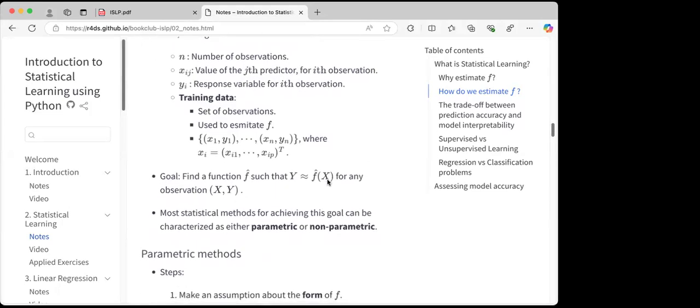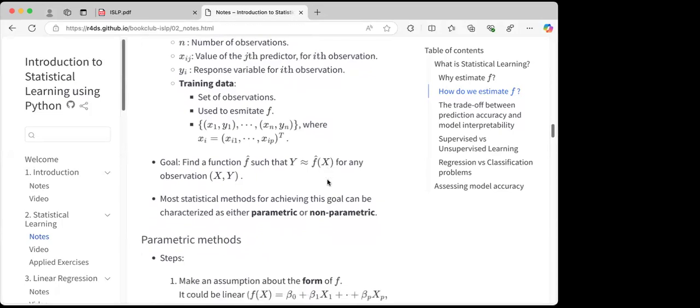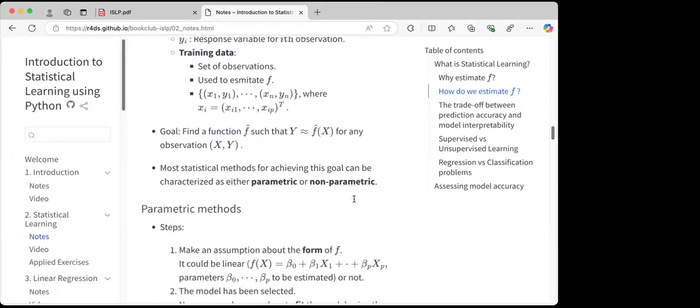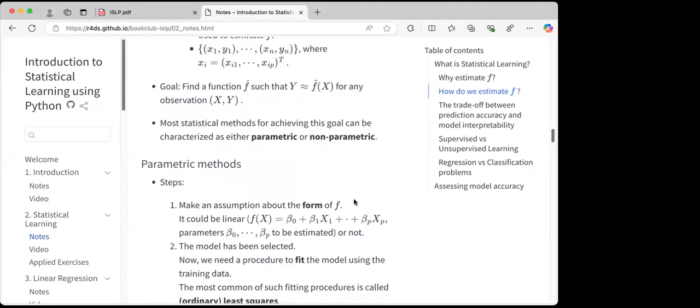So how do we do this? There are two main methods to achieve this: a parametric or a non-parametric method. A parametric method is a two-step approach where we make an assumption about the functional form of F. Let's say we assume it is linear, or we assume it is non-linear. So we are making assumptions about the functional form of F. That's the first step in a parametric method.